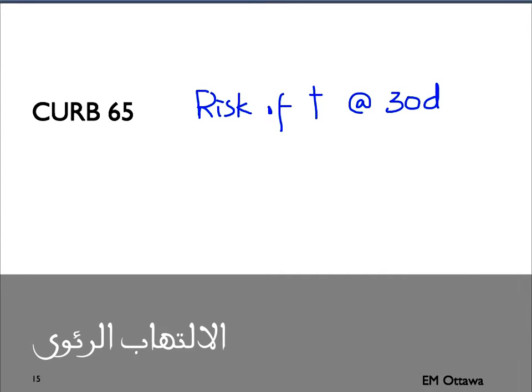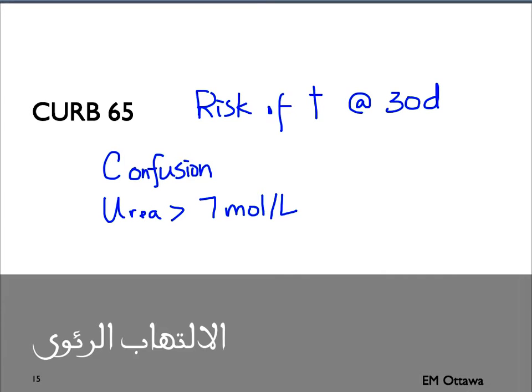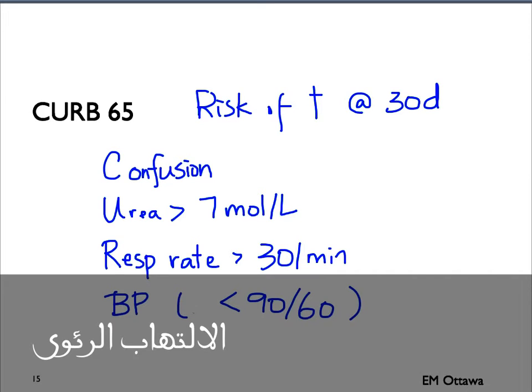This score used 5 risk factors to see the overall risk of death at 30 days. The more number of risk factors, the higher the risk. It stands for confusion, urea more than 7 millimoles per liter. The R stands for respiratory rate more than 30 per minute. B stands for blood pressure, either a systolic less than 90 or a diastolic less than 60. 65 stands for age greater or equal to 65 years old. Each score is given 1 point.